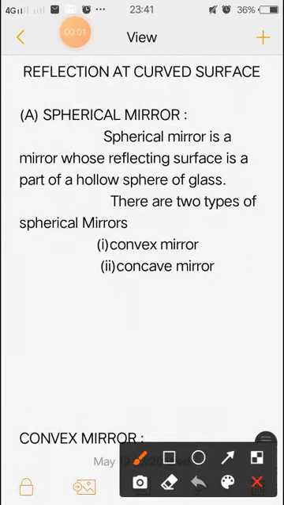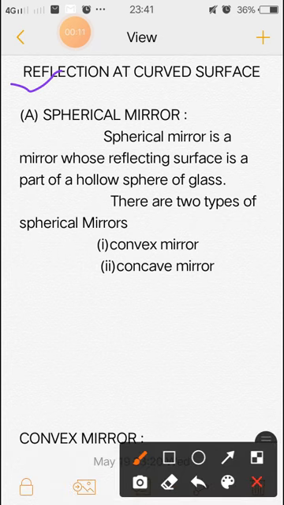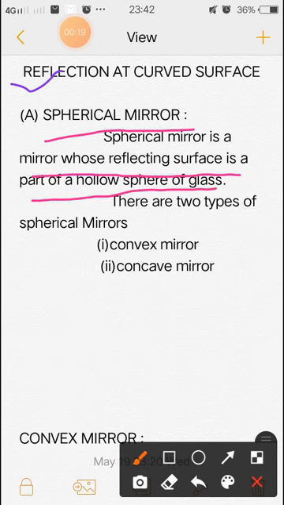Now we are going to study the reflection at the curved surface. First, what is a spherical mirror? A spherical mirror is a mirror whose reflecting surface is a part of a hollow sphere of glass. There are two types of spherical mirror: one is the convex mirror and the other is the concave mirror.